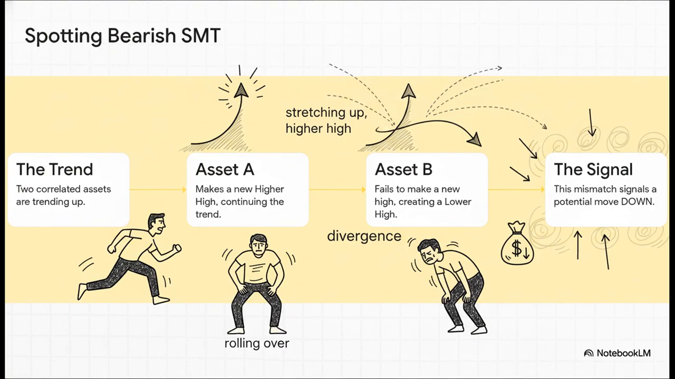So picture this. The trend is up, and Asset A is on a tear, making a new higher high. It pushes right past its old peak. Awesome, right? But at the same time, Asset B pushes up, and then it stalls out. It creates a lower high. It's already starting to roll over. That divergence tells you that the rally is an illusion. It's a huge warning sign that smart money is quietly getting ready to push this thing down.